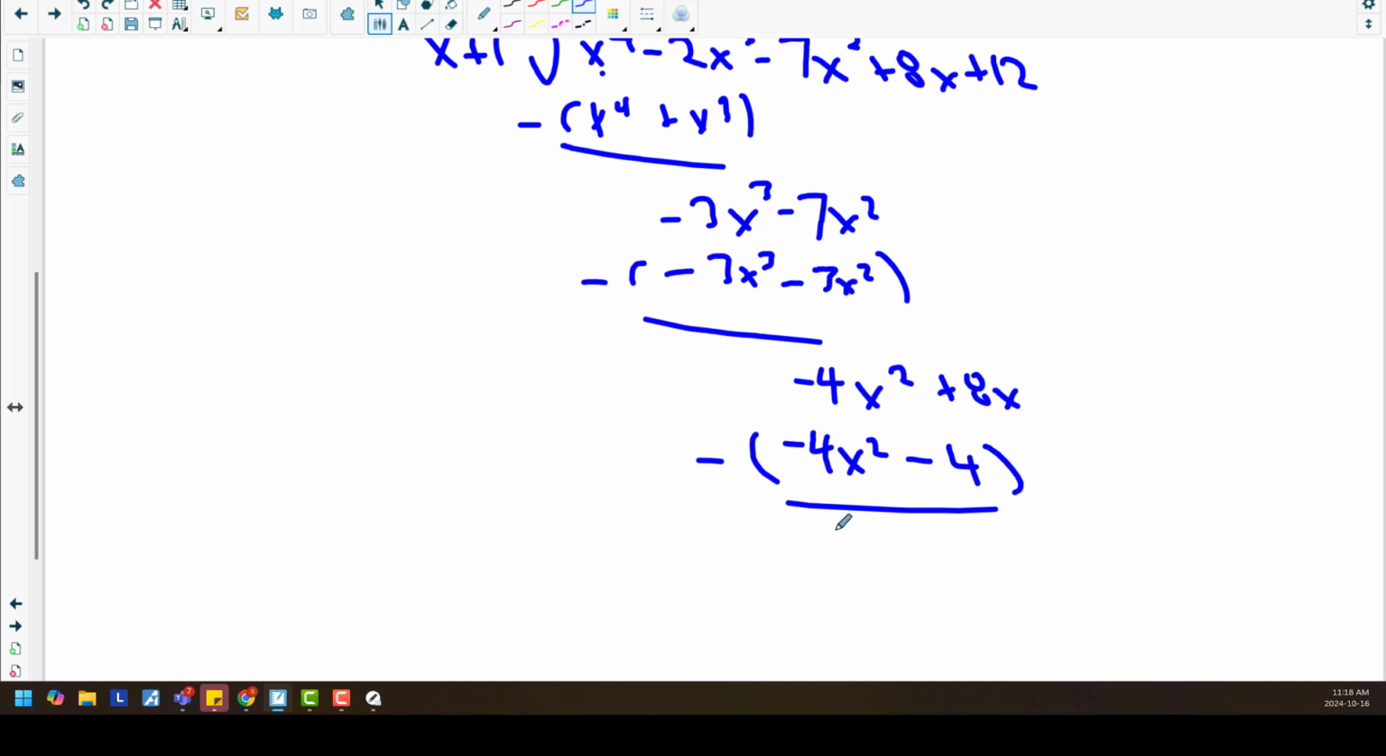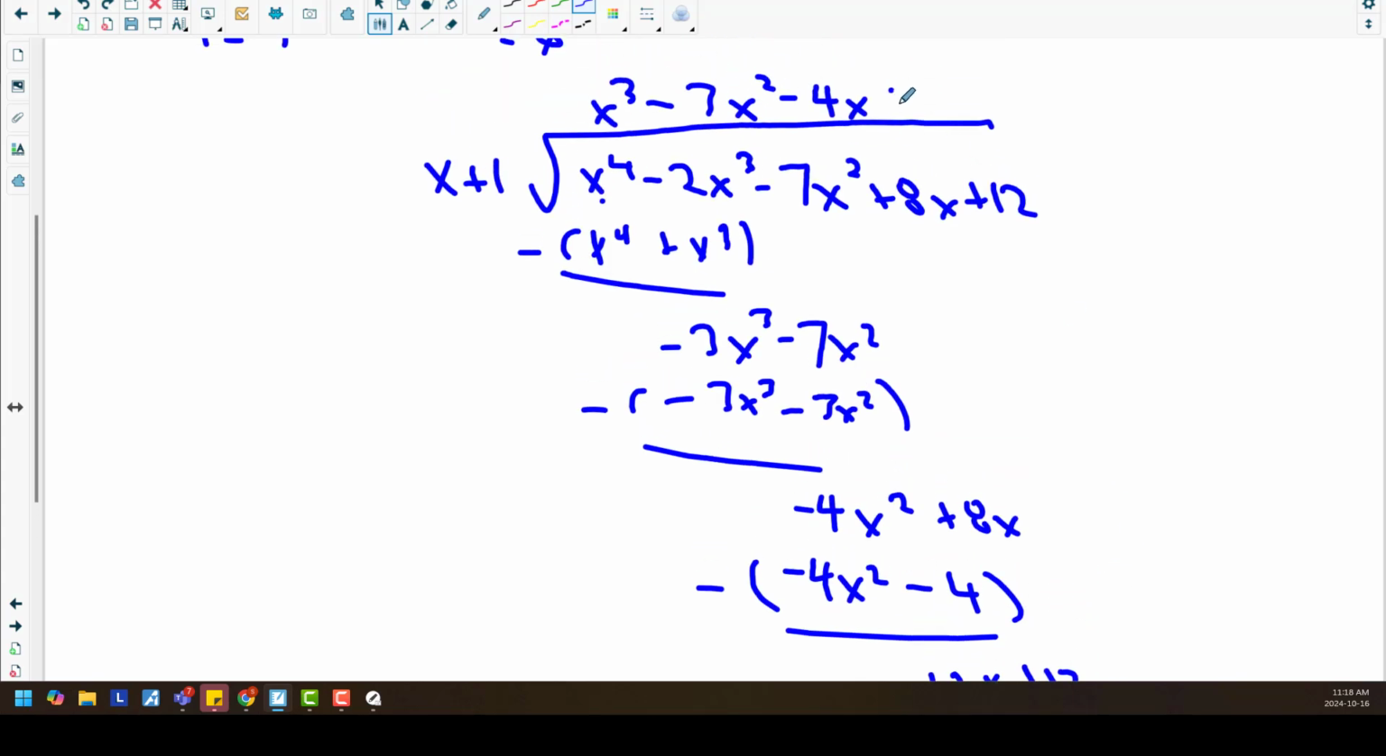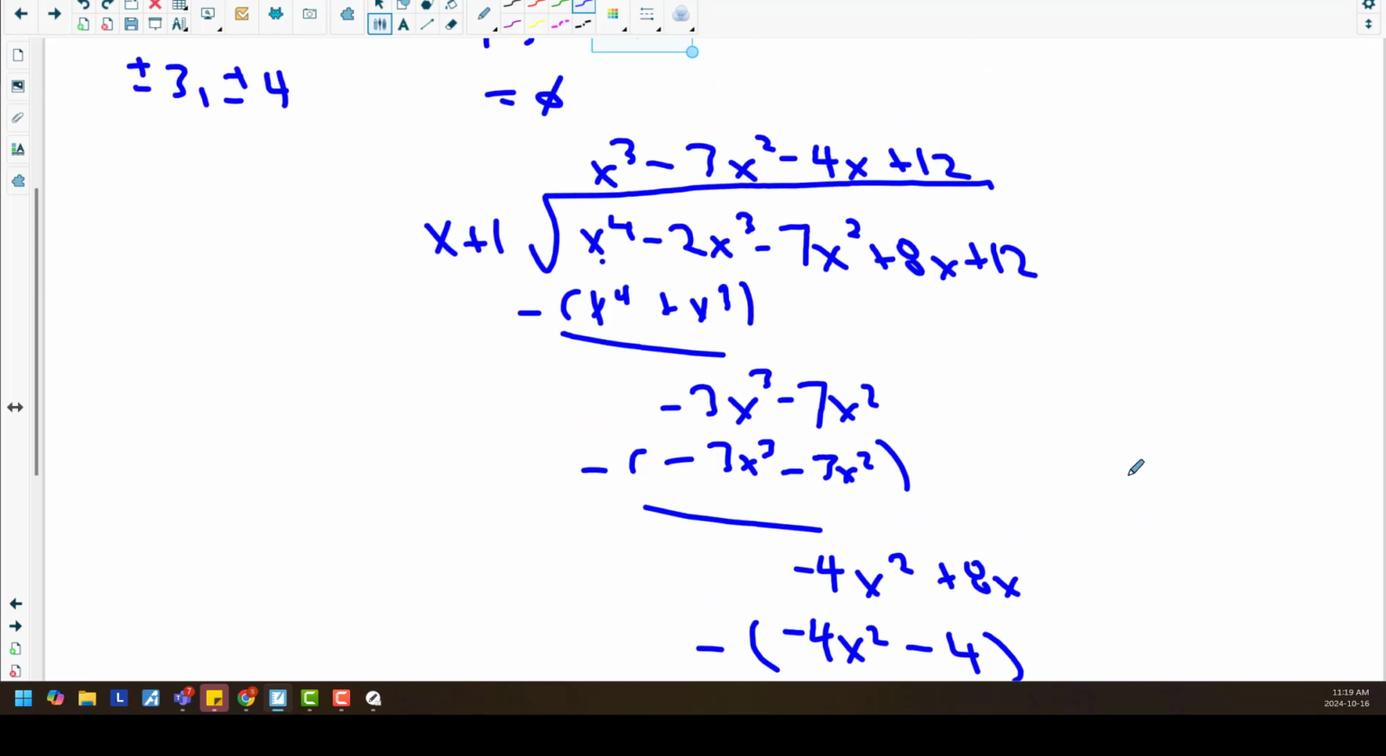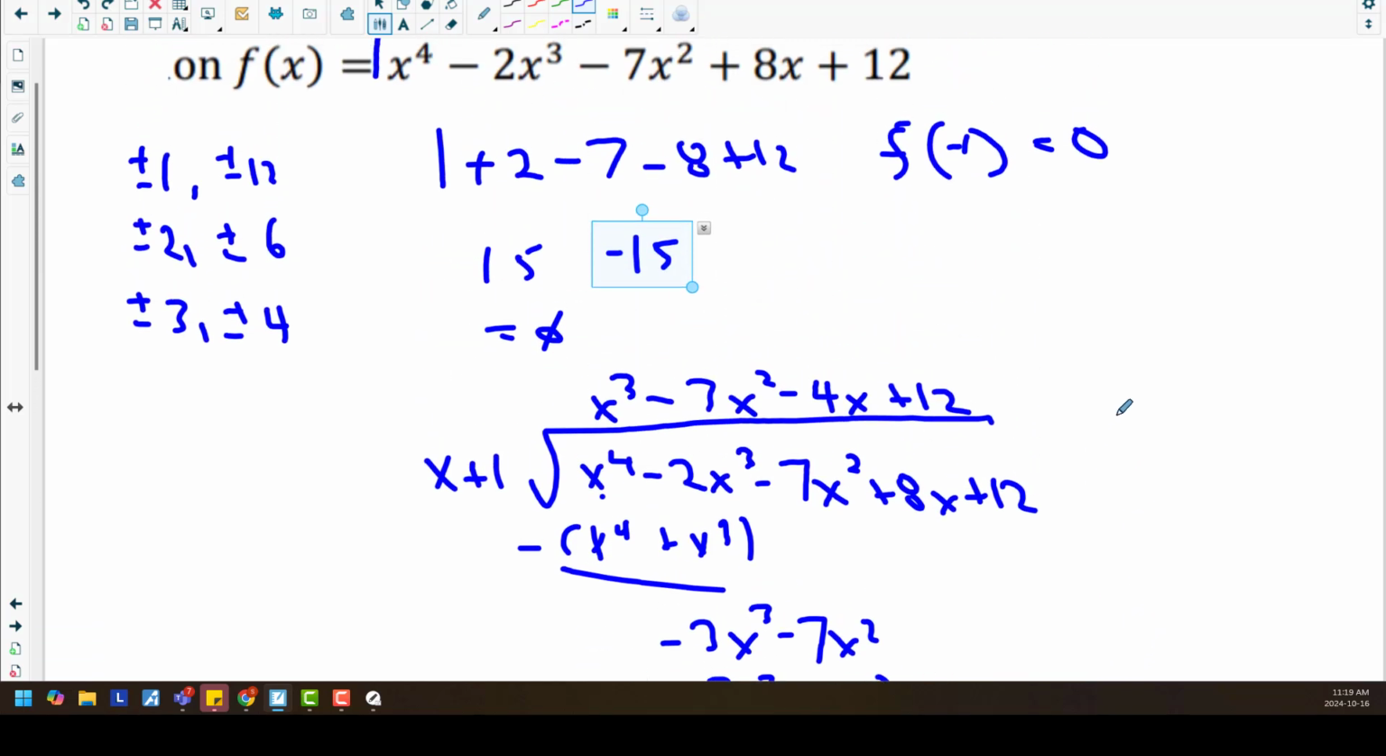Negative sign here. These become positive. Cancels out. 8 plus 4 is 12x plus 12. And this is going to be plus 12. So that's going to be 12x plus 12. 0. Okay, so remainder of 0, which is what we wanted because we used the factor theorem. That's the whole reason why we're dividing.